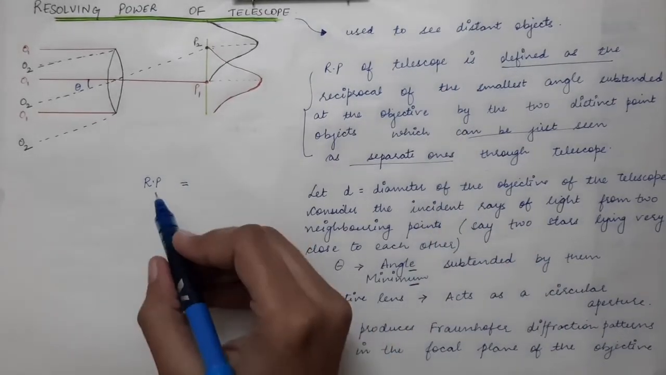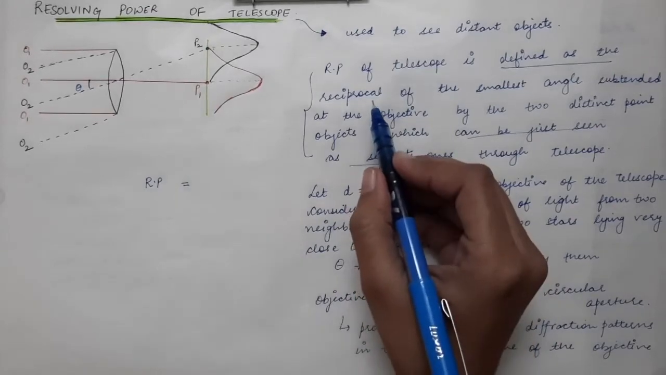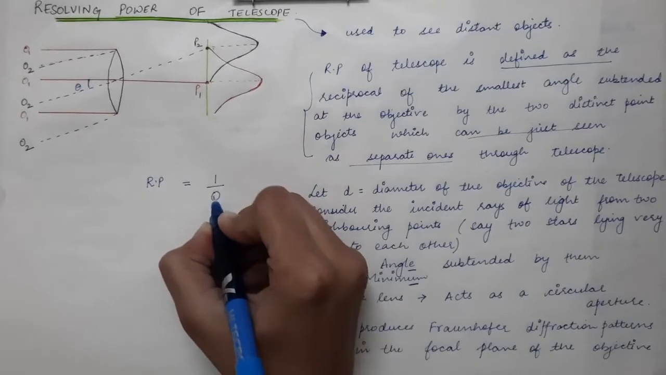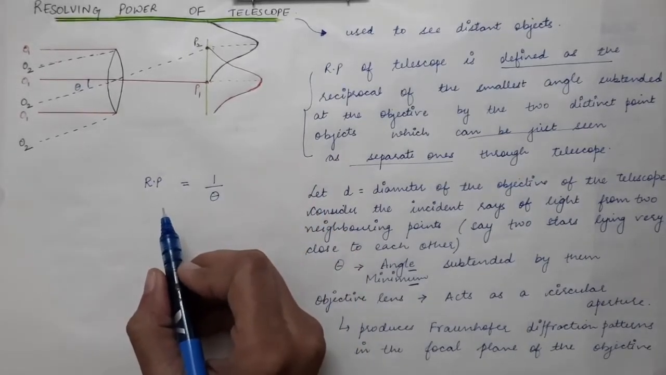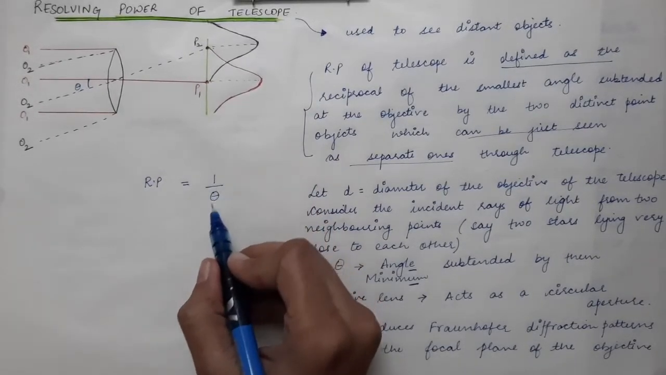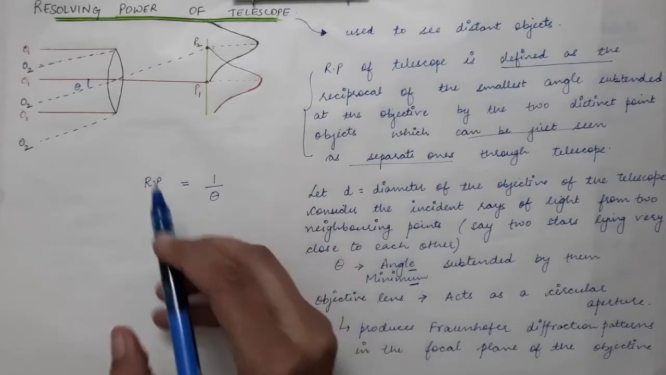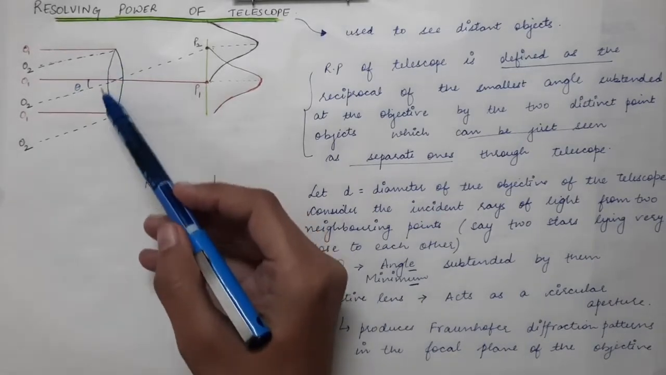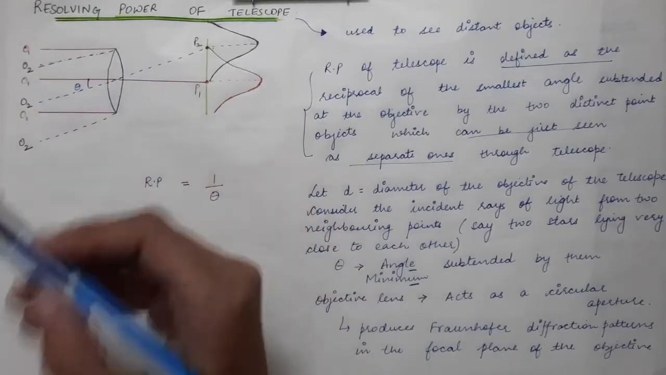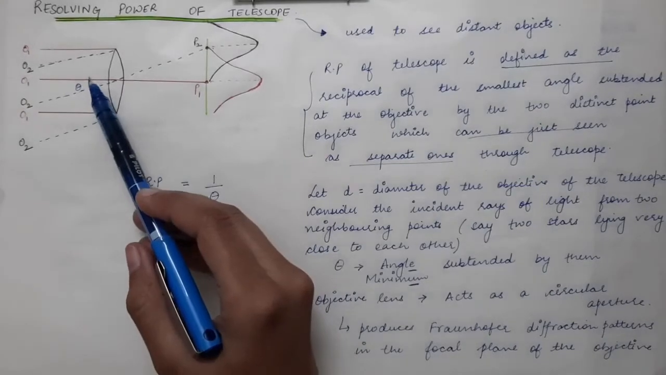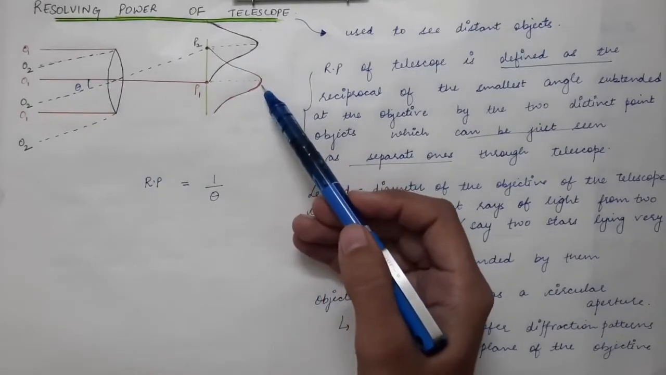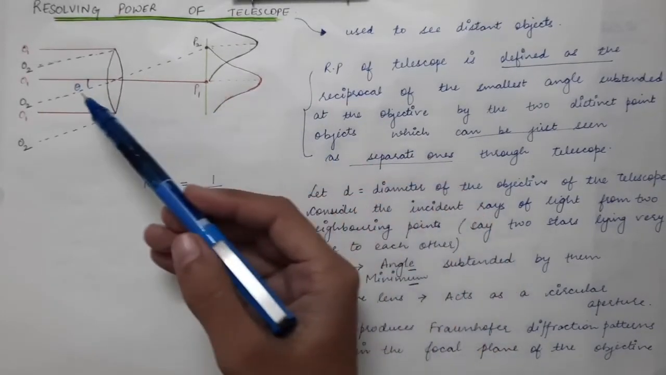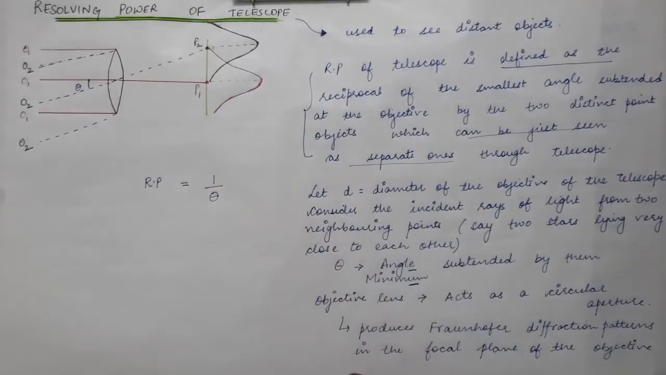So resolving power, what is the formula of resolving power? We have seen that it is the reciprocal of the smallest angle. So it will be 1 divided by theta. The reciprocal for the case of a telescope is equal to 1 divided by the minimum angle that must be subtended at the objective lens of the telescope, so that the telescope resolves these two objects. If you further decrease this angle, the diffraction patterns will start overlapping with each other, and we will not be able to distinguish between the two objects.